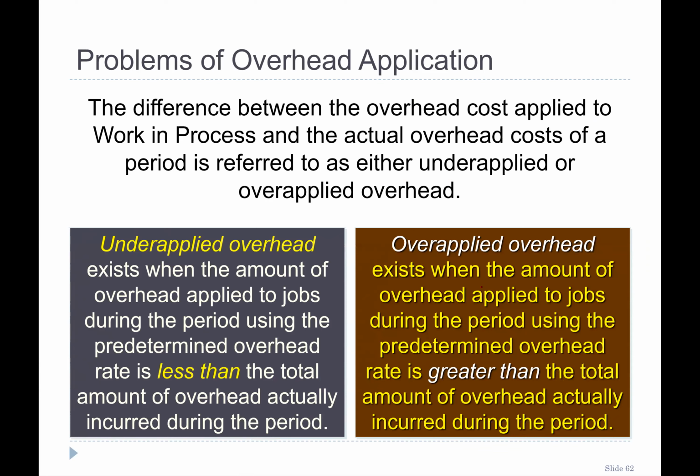So the difference between the overhead cost applied to work in progress and the actual overhead cost of the period is referred to as either under applied or over applied overhead. Don't understand that? Here we go.